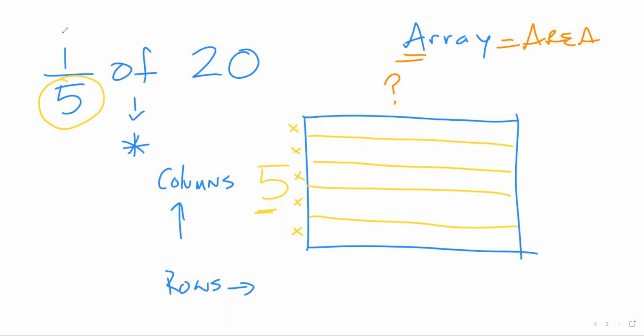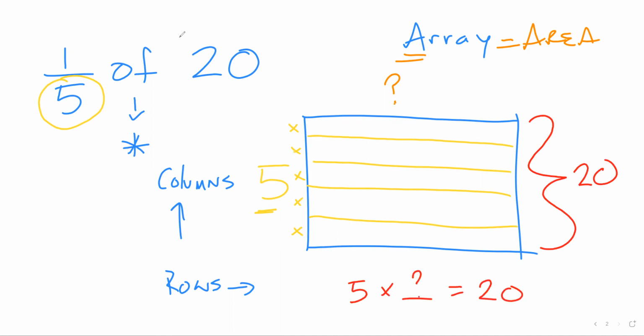Now, the other thing we know is that this total piece, all the squares together, is going to get me 20. That basically means I have 5 rows times some amount of columns to equal 20. If you're out there screaming at the video right now, you're saying, oh, it's 4, which is true. 5 times 4 gets me to 20. So I'm going to now cut my rows into 4 equal parts. And I can even label that up here.